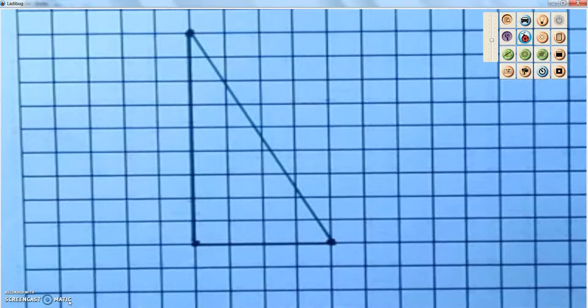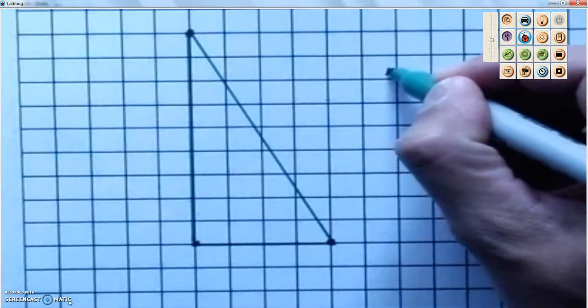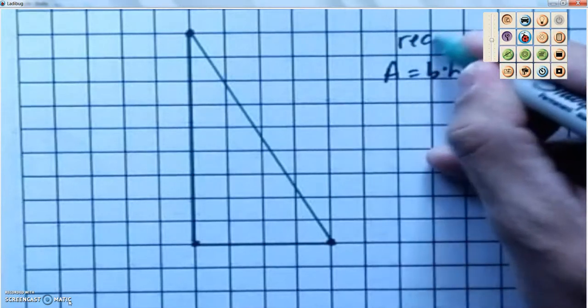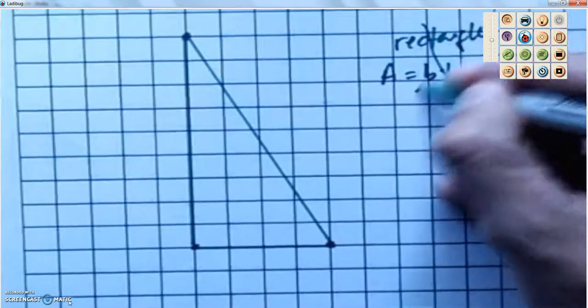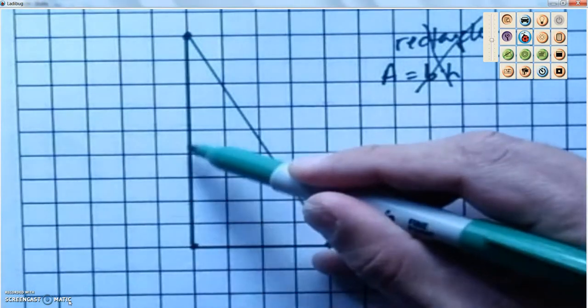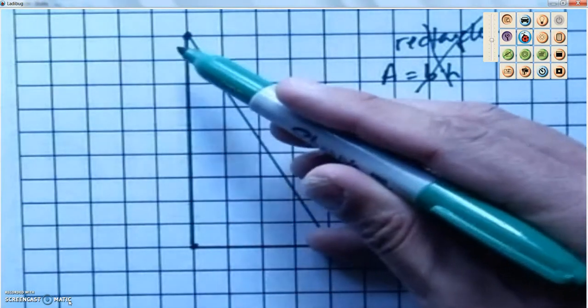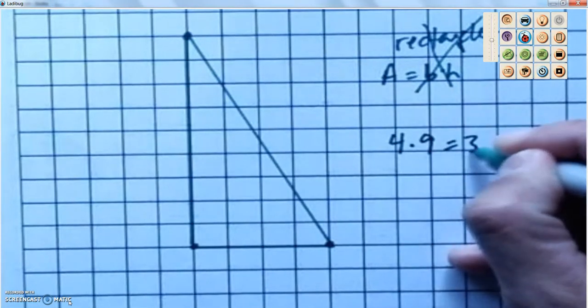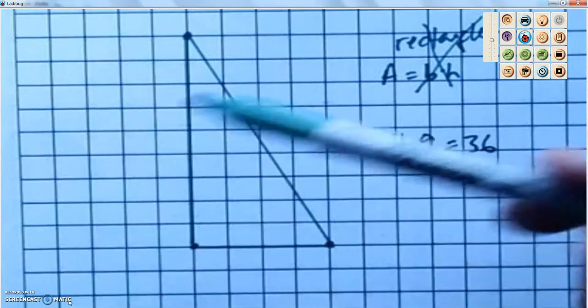And the base times height formula is great, except that it is for rectangles. It's not for triangles. So I can't use that either, because if I tried that, if you even look here, this is 1, 2, 3, 4 by 1, 2, 3, 4, 5, 6, 7, 8, 9. So 4 times 9, base times height, is 36. There are not 36 square units in here.